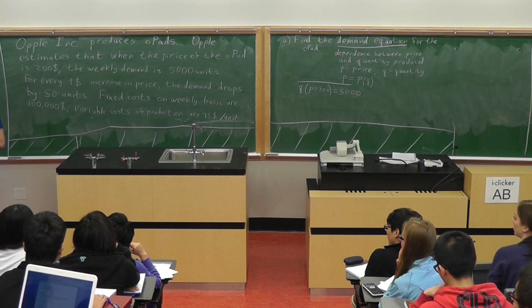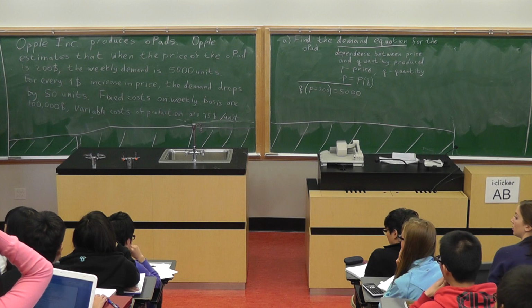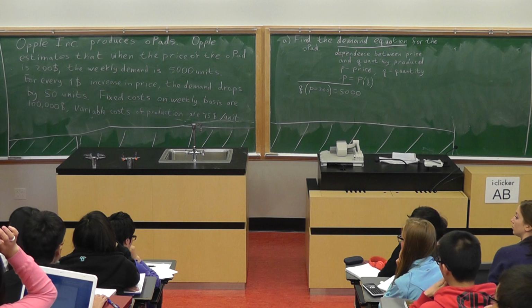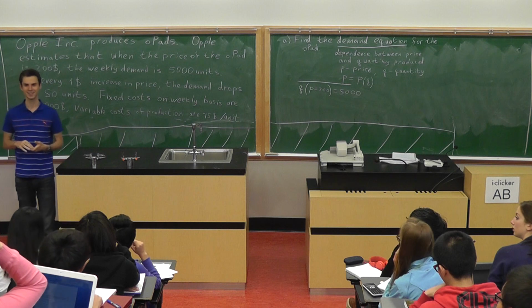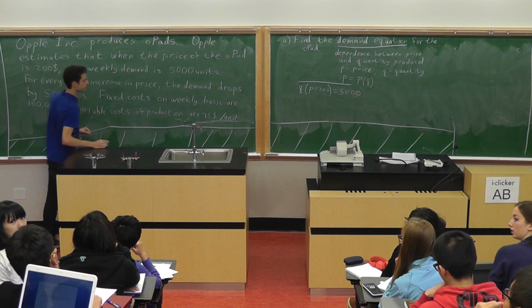Okay, maybe it's something simple. I mean, it is almost correct, but I want something simpler. Yeah. Q of 200 plus n equals 5,000 minus 50n.